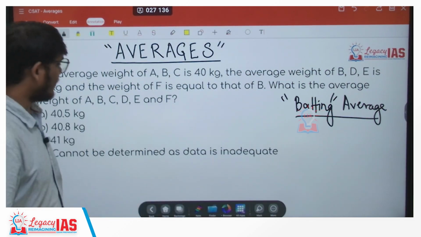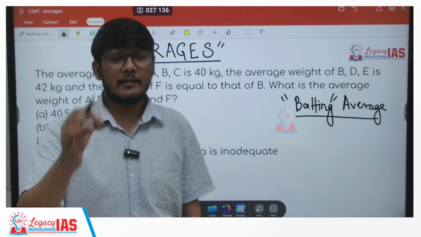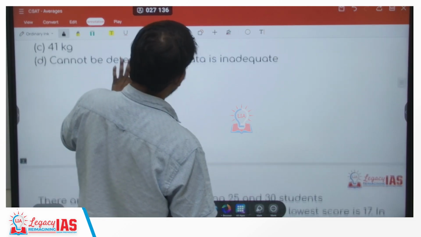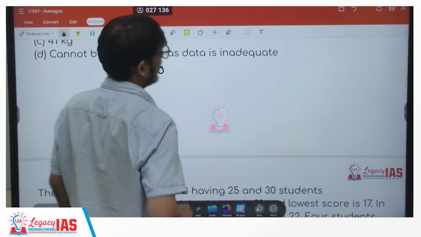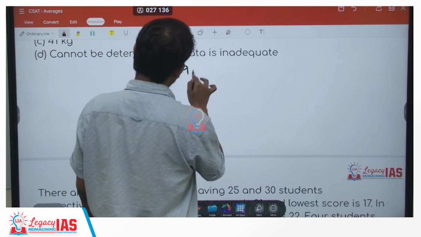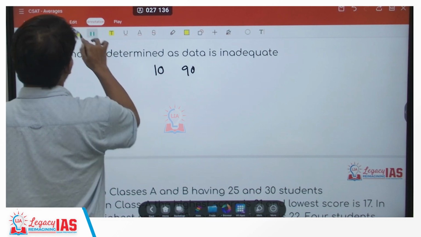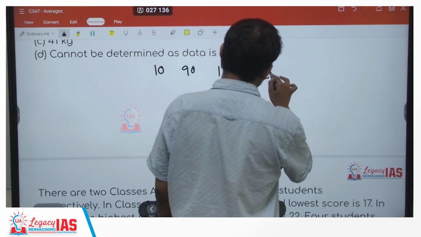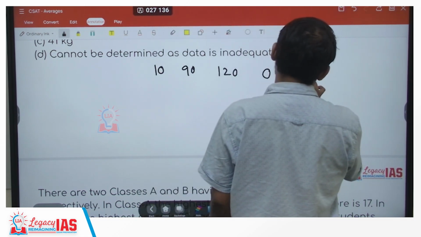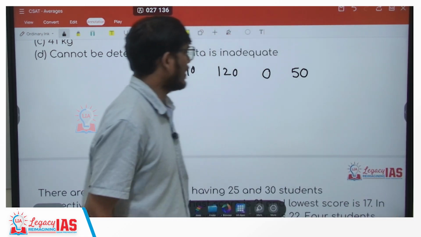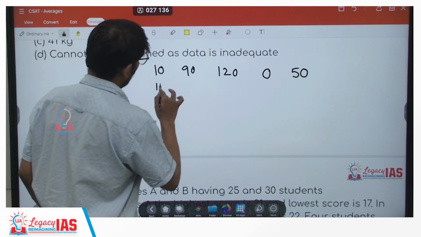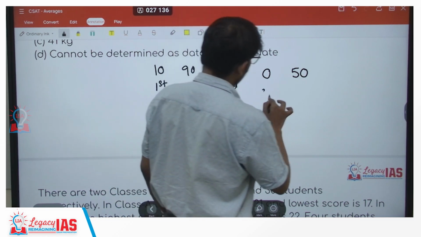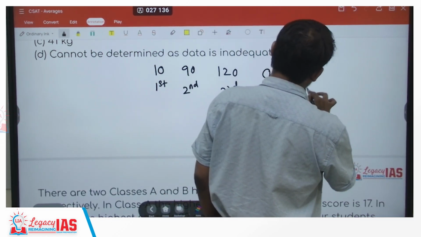It means that, for example, if a player is playing their first match, let's say the player scores 10 runs in the first inning, 90 runs in the second inning, then let's say 120 in the third inning, then gets out on 0 in the fourth inning, and then 50 in the fifth inning. These are the different innings with different scores: first, second, third, fourth and fifth.